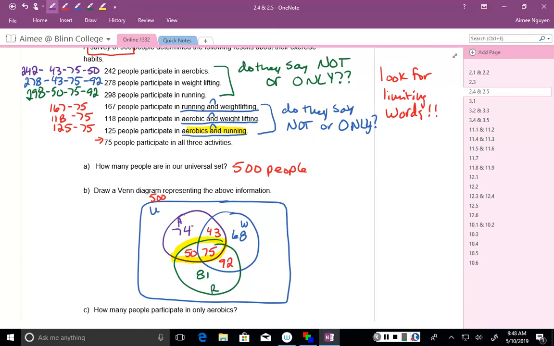So now that we have the Venn diagram mostly filled out here, the last thing that I need to know is in the universal set, how many people are left, right? So a total of 500 people inside the box, right? So if I want to know how many belong out here, so in the universe but not exercising, basically I would take that 500 and I would subtract all of the other numbers. So 74, 43, 68, 50, 75, 92, 81. And when I do that, I end up with 17 people out here.